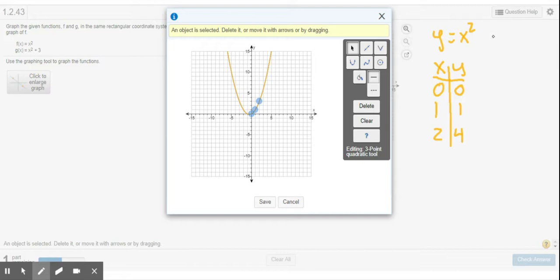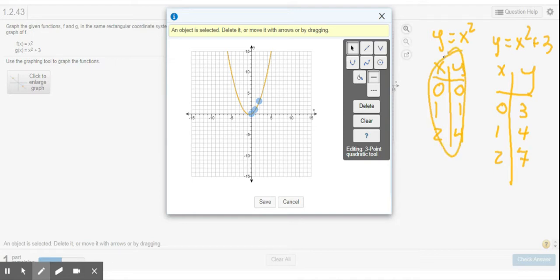If I did it for y equals x squared plus 3, I have 0, 1, and 2. Again, those are just x values that I picked. It doesn't matter. I'm just picking the easiest 3. If I substitute 0 in for x, 0 squared is 0, plus 3 is 3. If I substitute 1 in for x, I get 1 squared is 1, plus 3 is 4. Substitute 2 in for x, 2 squared is 4, plus 3 is 7. So again, I already did that one, right? Now I need to do this one.